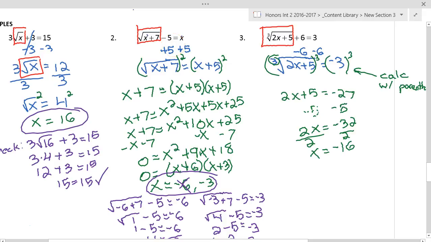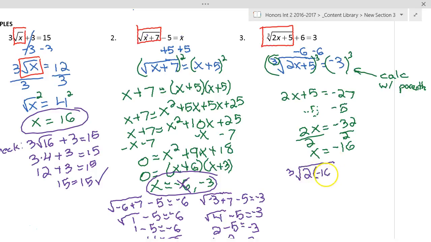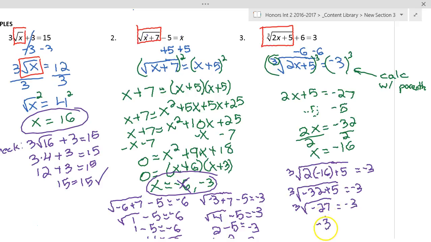Our check: the cube root of 2 times negative 16 plus 5 has to equal negative 3. That's the cube root of negative 32 plus 5, which is the cube root of negative 27, equals negative 3. Here, you can just type that into your calculator. The cube root of negative 27, you get negative 3 equals negative 3. That checks out. So x equals negative 16.